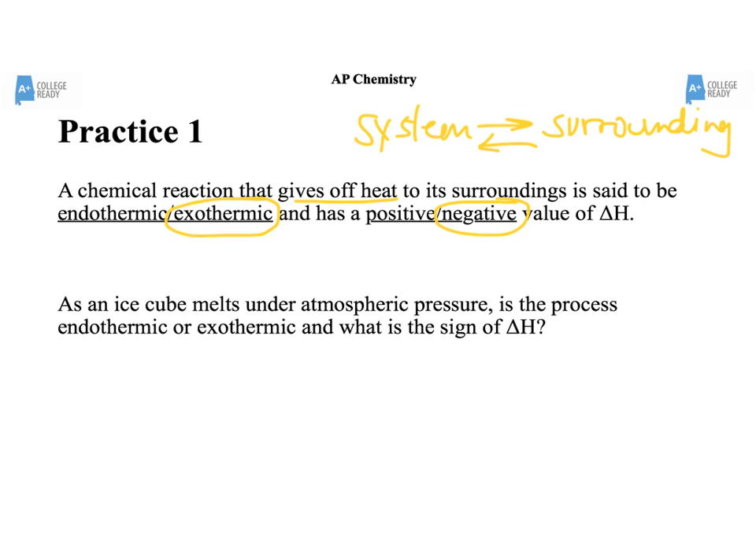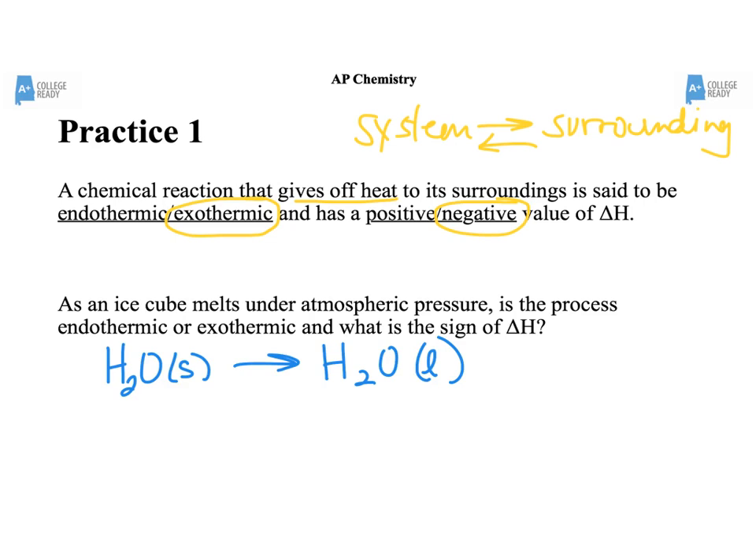As an ice cube melts under atmospheric pressure, is the process endothermic or exothermic, and what is the sign of that delta H? So what are we talking about? We're talking about a reaction in which ice is melting. So we have water that is solid, and it is becoming water that is liquid. Well, we're having a phase change. And how does water go from a solid to a liquid? It's going to have to take in heat.